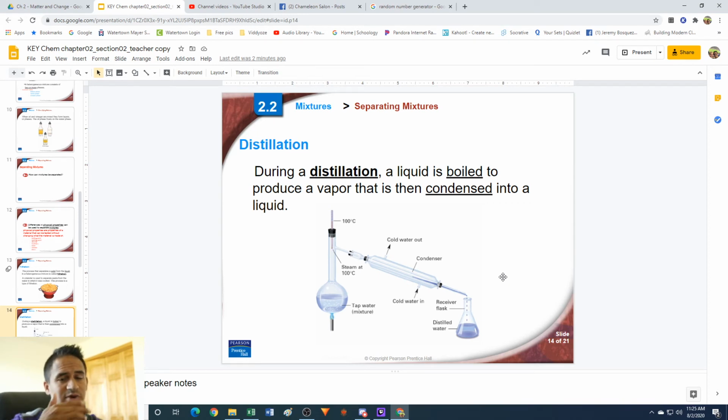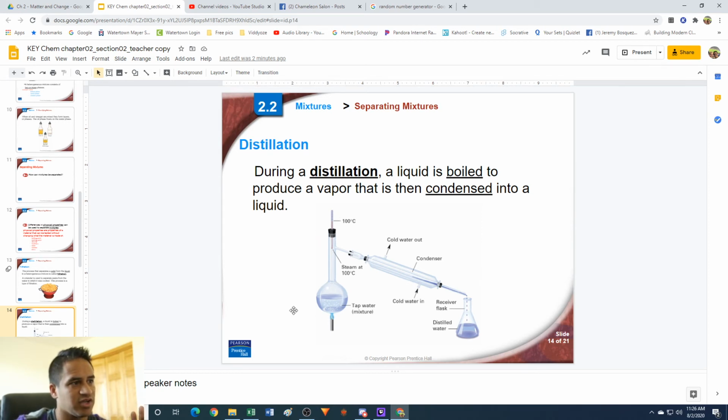So distillation is primarily used to separate out liquids from each other. Okay, so let's say, for example, you have a mixture of tap water, which is water, and there's probably some salts in there, and other minerals and all kinds of stuff. And we want to get just the water out. In distillation, we use boiling point and condensation point to separate these things.